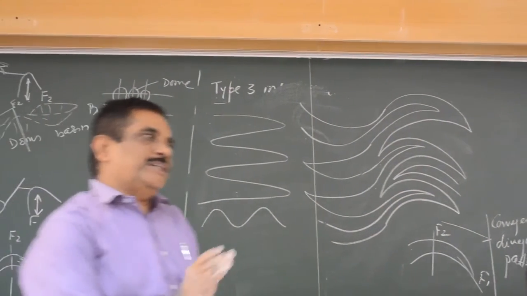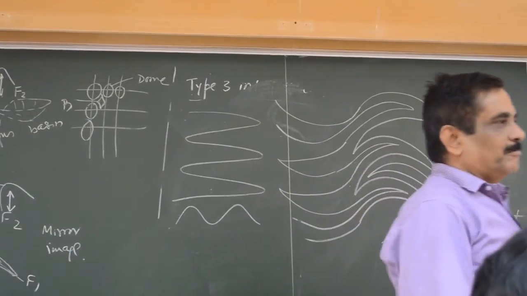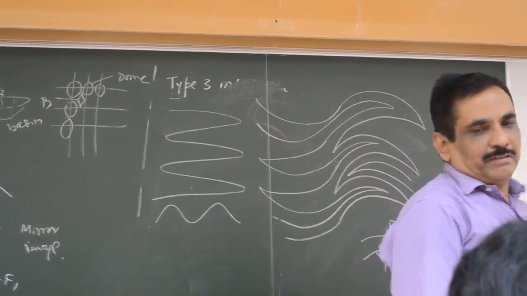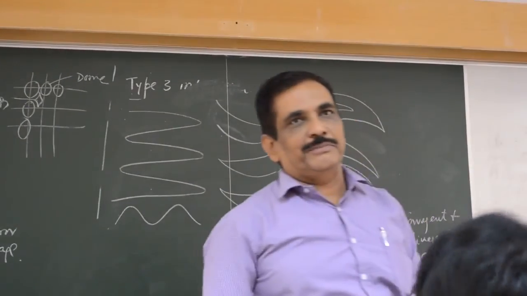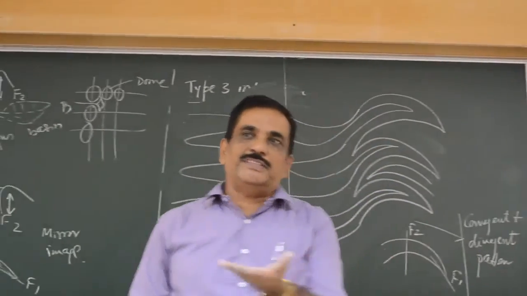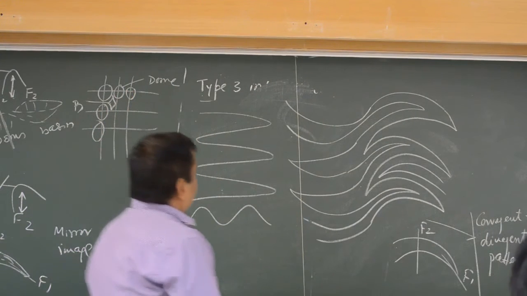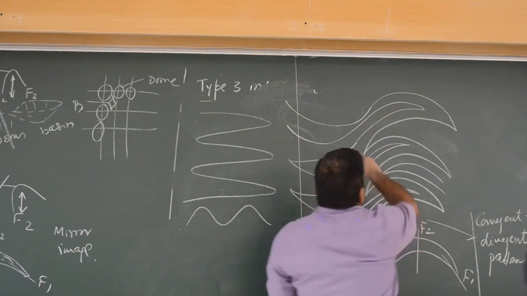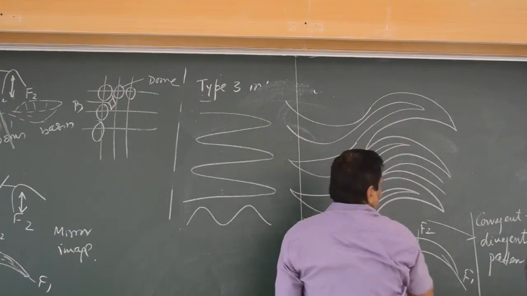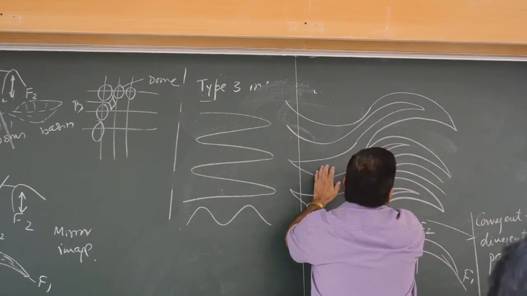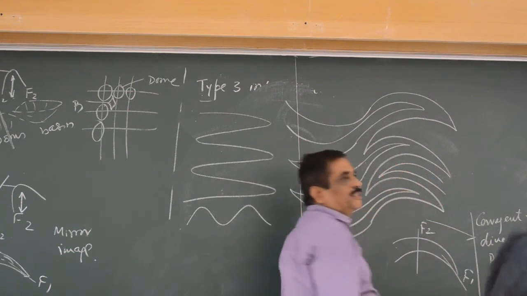Type 2 and type 3 you see on a vertical section. Type 1 you see on a map pattern. Understand this part or not? Their patterns are produced on different sections. So, see, it's converging this side, diverging this side. That is why you may draw this case to explain convergent and divergent.